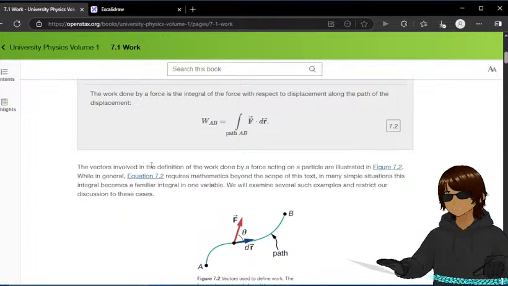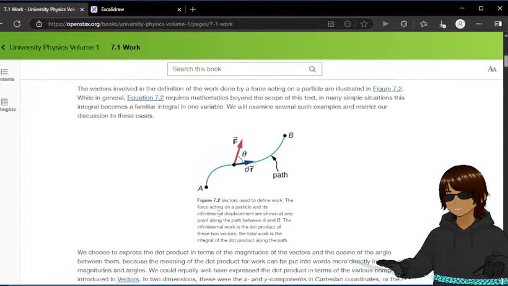The vectors involved in the definition of work done by a force acting on a particle are illustrated in figure 7.1. While in general, equation 7.2 requires mathematics beyond the scope of this text, in many simple situations the integral becomes a familiar integral in one variable. We will examine several such examples and restrict our discussion to these cases.